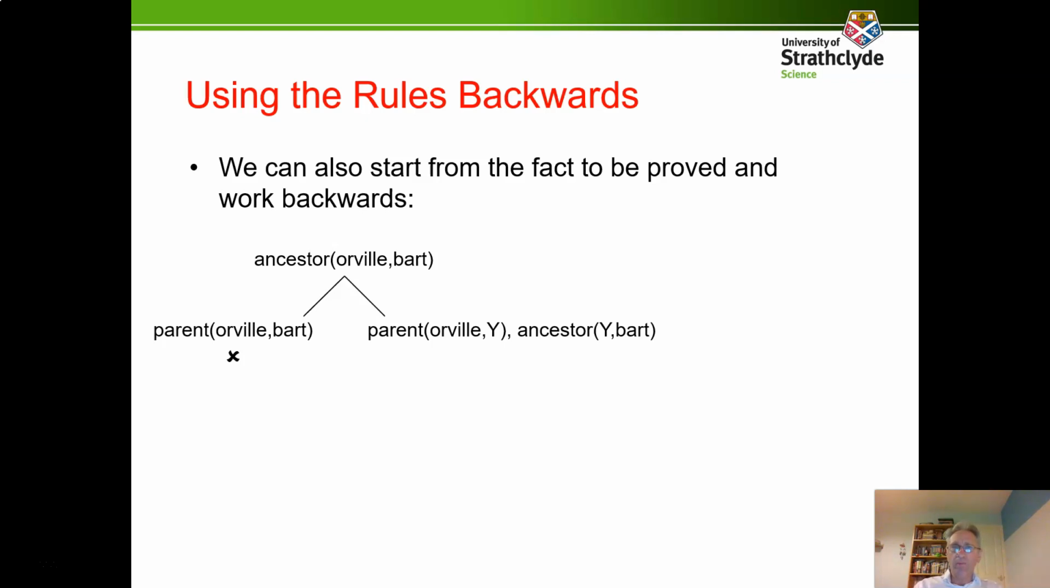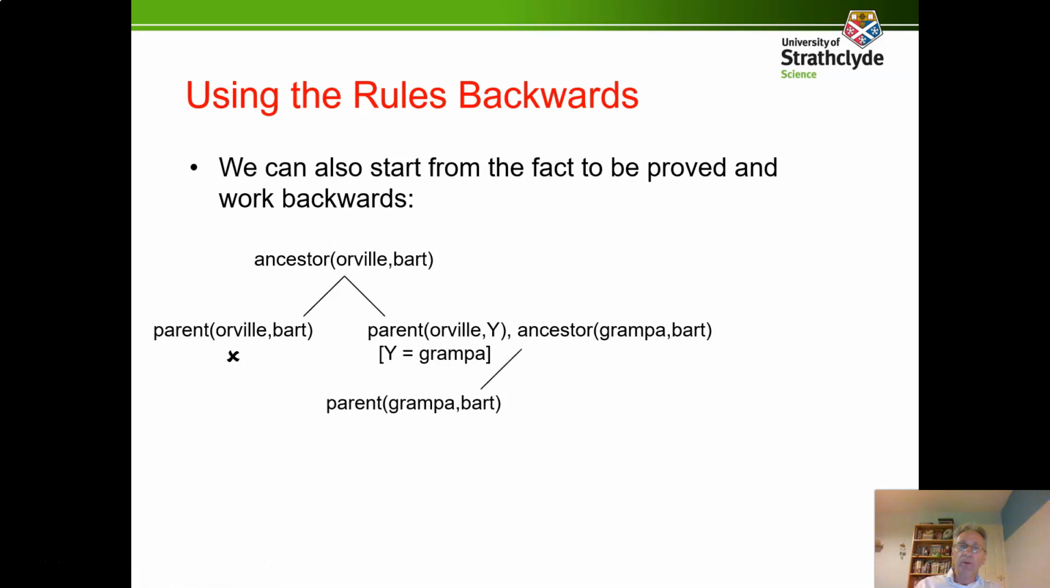So we're using the rule, substituting in the values that we do know, Orville and Bart, but leaving blank the values that we don't know. So first of all, we say, okay, parent Orville Y. What do we know about parent Orville? Well, Orville is the parent of Grandpa. So that's one possibility. So let's try that. Let's take Y is Grandpa, put it in here and see if we can make this true. Because if we can make that true, then the whole thing's true. So that's what we do. We substitute it in there and then we try to prove this as what's called a subgoal.